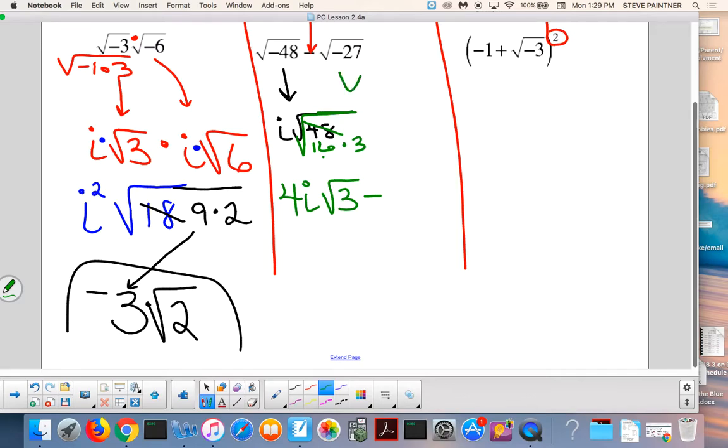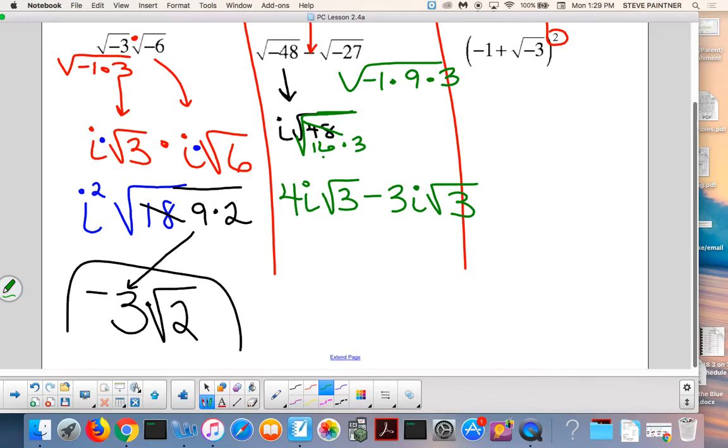The way I would think of it, guys, is like this. Square root of 9, 3. Square root of negative 1, i. So 3i. And then what? Square root of 3.